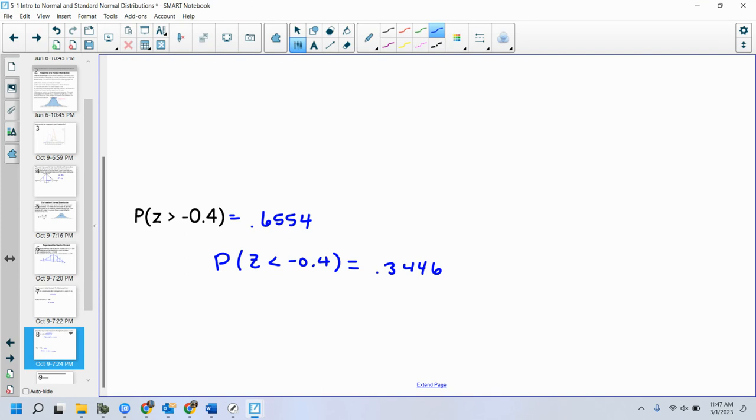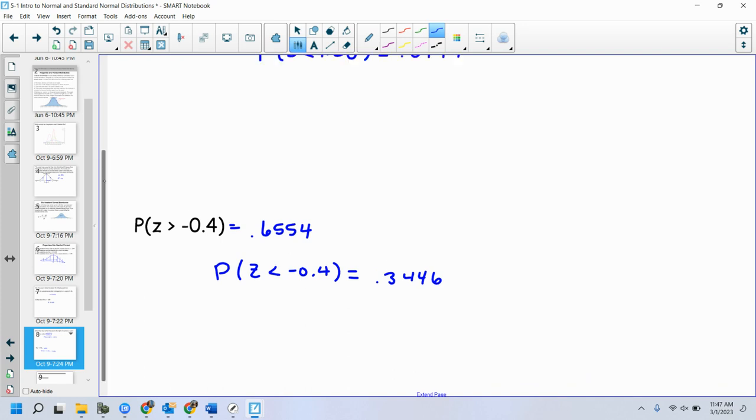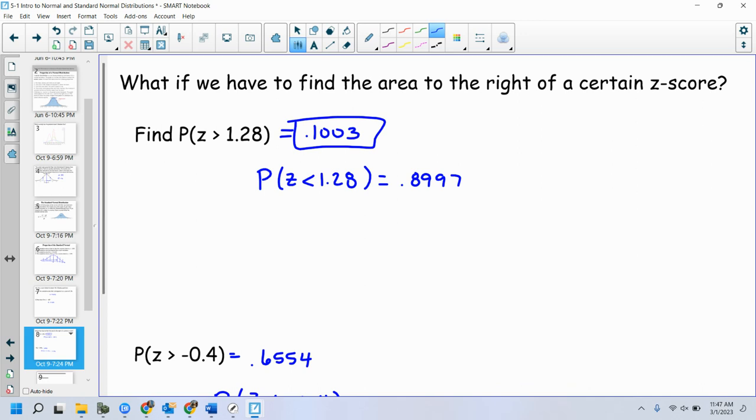Understand that it is a number greater than 50%, right? Why? Because that's a negative z-score, right? And the z-score of 0 would have a 50% chance of happening. This is right on the mean. So if I say to the right of a negative, it's going to be greater than 50. If I say to the right of a positive, it's going to be less than 50%, right? Because if it's a positive z-score, it's already on the right side of the mean. And if I went to the right of that, it's going to be smaller than 50%.